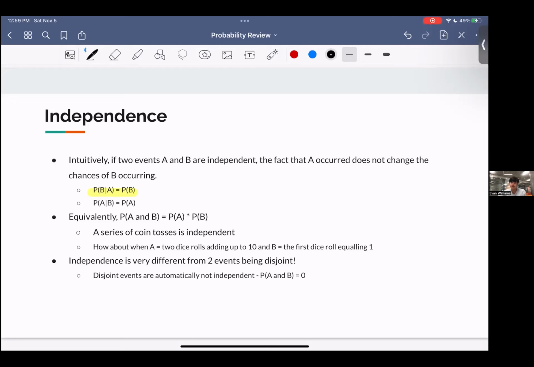Independence is very different from events being disjoint, because disjoint immediately implies that the events are not independent, right? If the events are disjoint, then the probability of A and B is 0. So the probability of A and B cannot possibly be the product of the probability of A times the probability of B, right? It immediately implies that the two events are not independent. You know for certain that if one event occurs, the other event cannot occur.